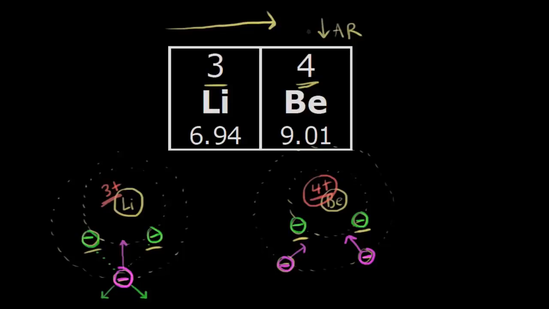Hence the trend. As you go across a period, you're always going to increase in the number of protons, and that increased pull is going to pull those outer electrons in closer, therefore decreasing the size of the atom. All right, let's look at ionic radius now.